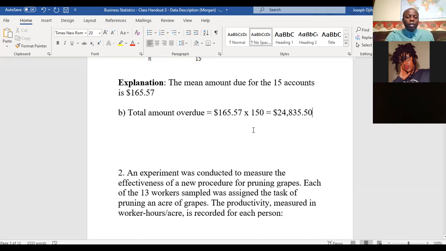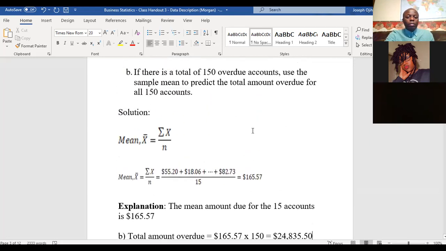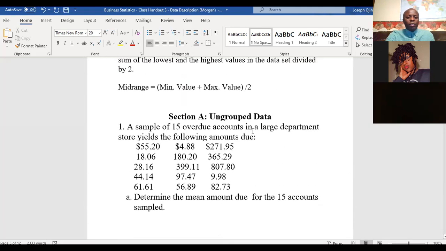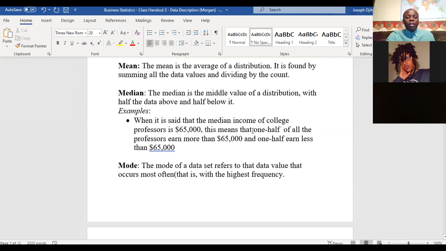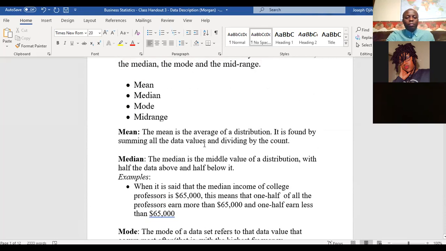Now, with that, we have seen the mean. This is giving us an example of how to find the mean. Next thing is the median and the mode.